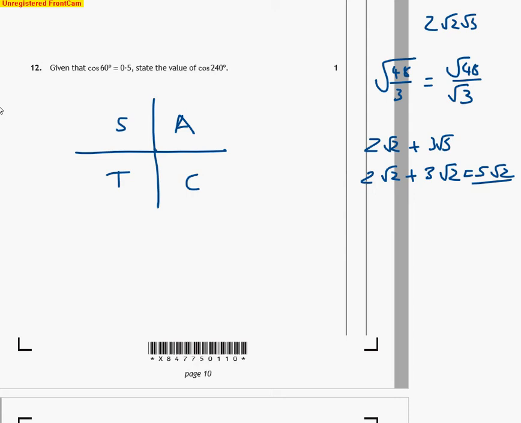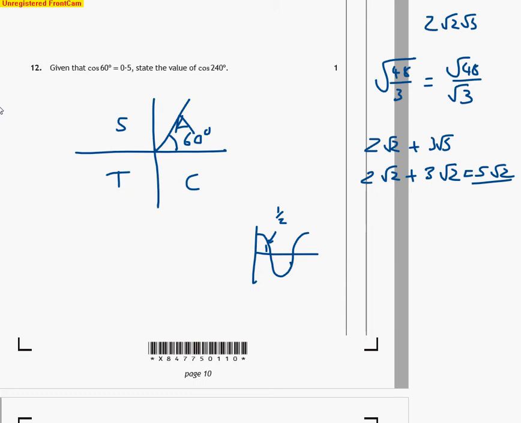If we draw a line here, there's 60 degrees. So that's 180, there's 60 there. We're saying that cos 60 is equal to 1/2. We want to know what cos 240 is. Now 240 is going to be, there's 180, 240 is going to be in here, isn't it? So right away I'd be thinking it's going to be negative, and it's probably going to be negative 1/2.